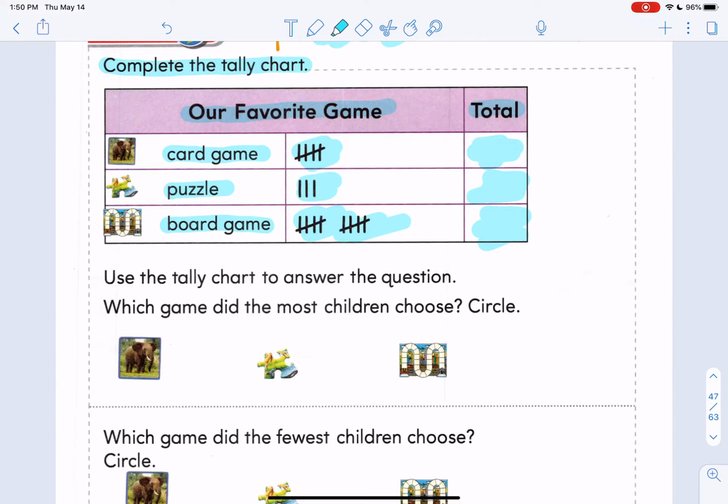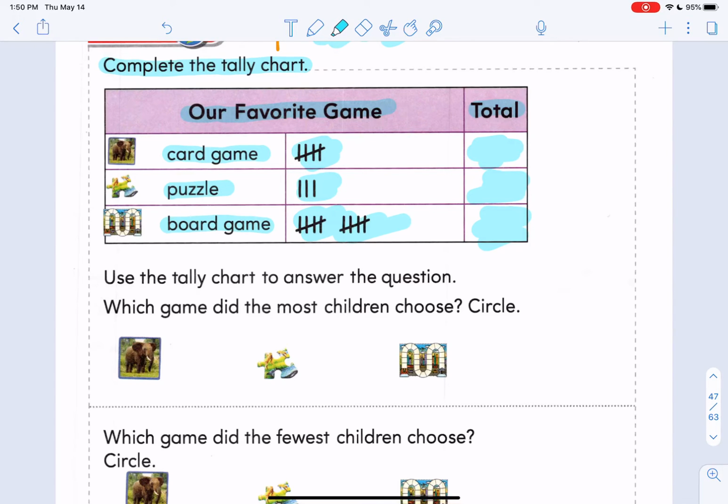La la la la la la la. Okay. Are you done? No? Okay, I'll keep waiting. La la la la. Okay, are you done? Okay, we could do it together if you're not done.